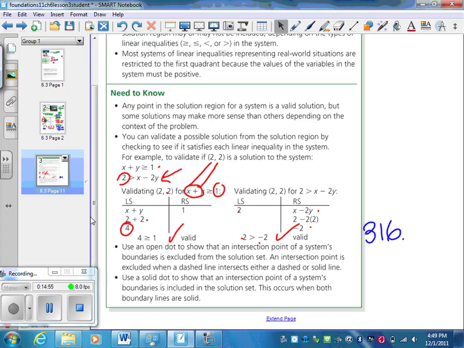You guys have been given your practice questions. You need to give those a try.